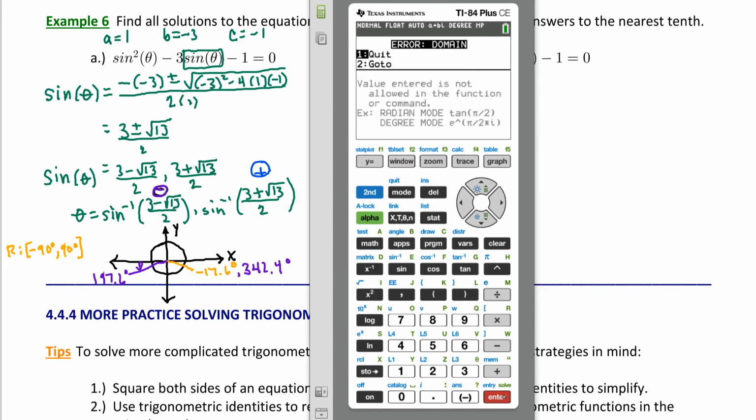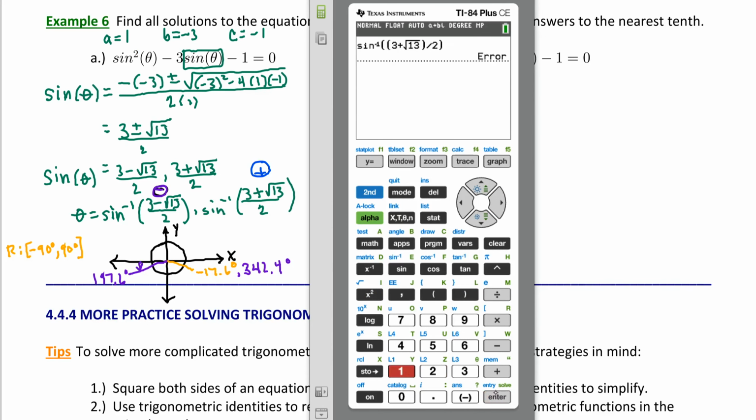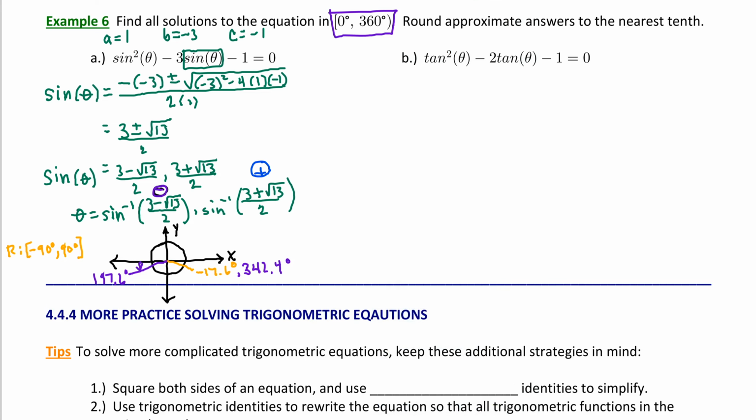This one's interesting. It's giving me a domain error. So let's check this out. If we do 3 plus the square root of 13 divided by 2, notice it is bigger than 1. So 3 plus the square root of 13 over 2 is not even in the domain of inverse sine. So that means we're not going to get any solutions coming out of that second value. That's kind of good news.